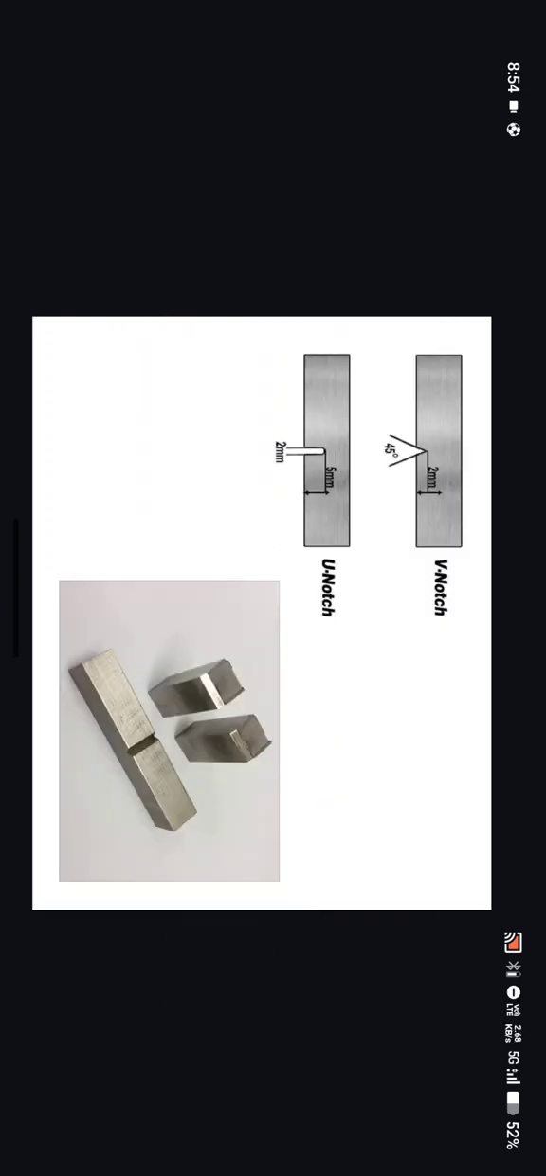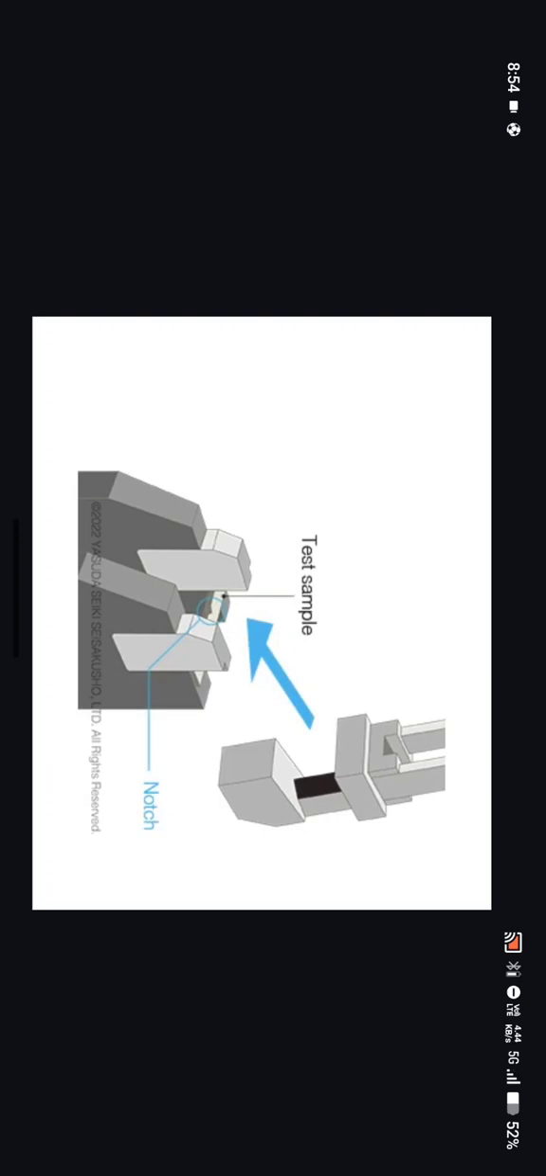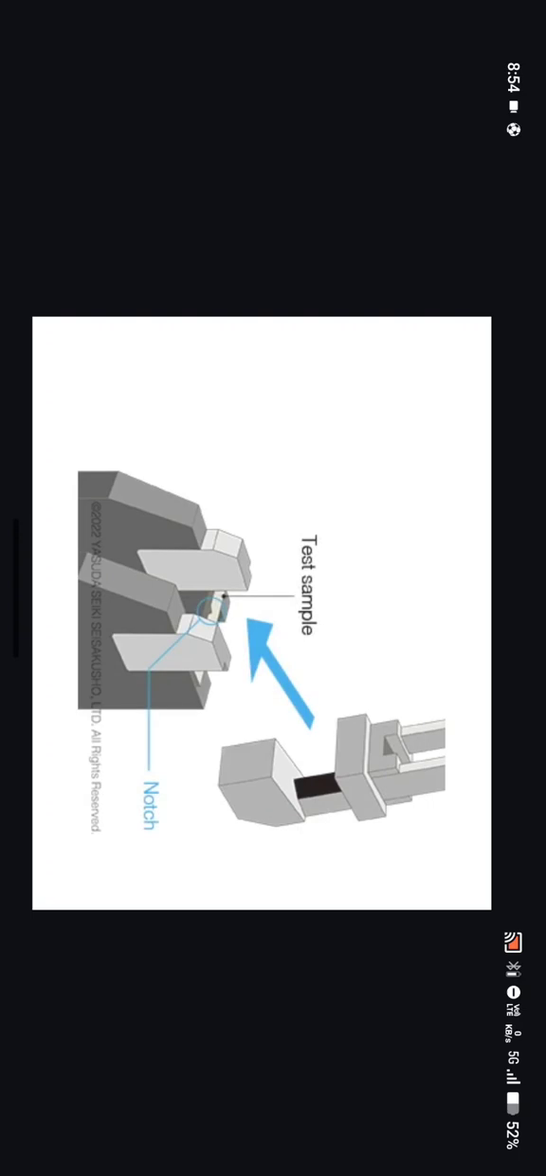So we could see the notch depth of the V-notch specimen is 2 mm and the U-notch is up to 5 mm. On seeing the image, we could observe the specimen before the impact test and the specimen after the impact tests. So this could be the visual representation of the specimen. We could see the test sample is held at the specimen holder and the hammer is made to impact on the test specimen.